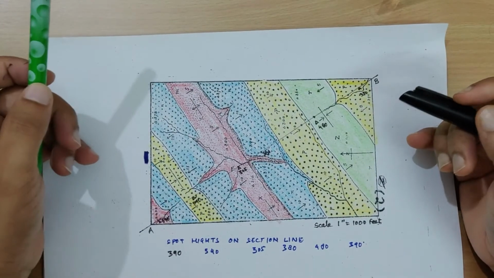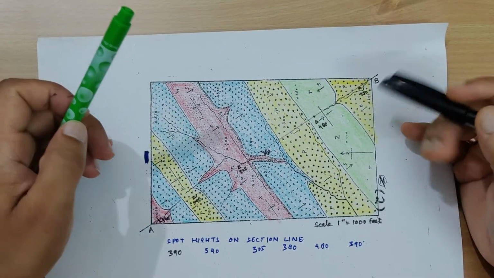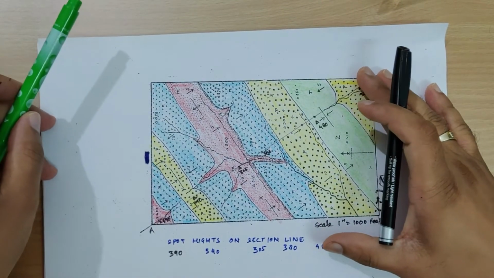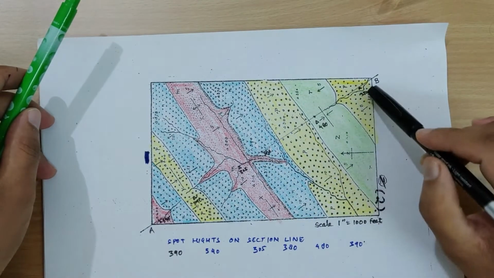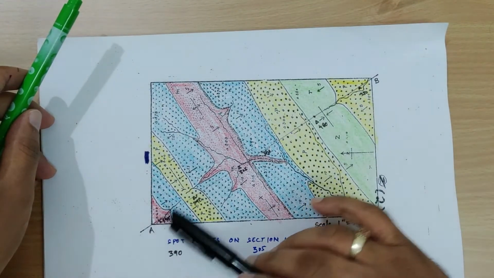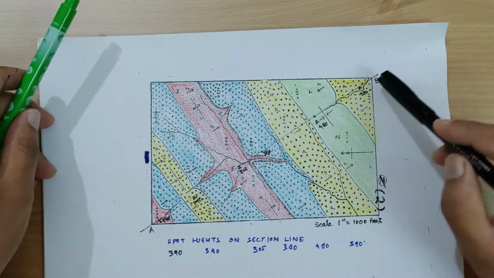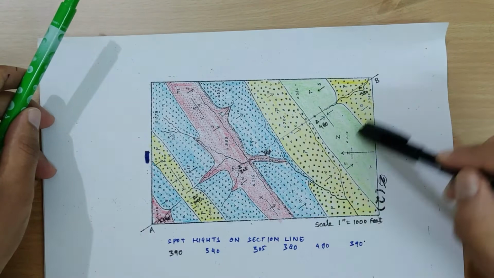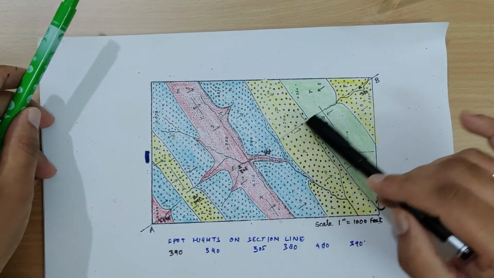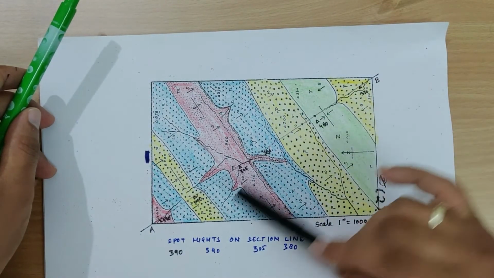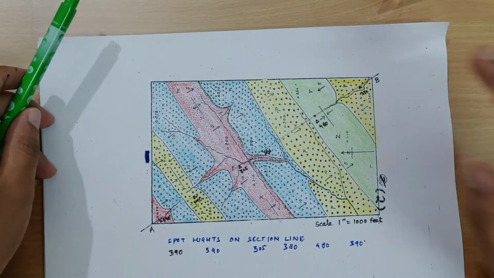Welcome everyone. Today we are going to do this particular map. We have to draw the profile and cross section of this map along line AB. What we notice in this map is there are no contour lines. So in place of contour lines, we have been provided with spot heights on our section line, and these are the values of the spot heights.